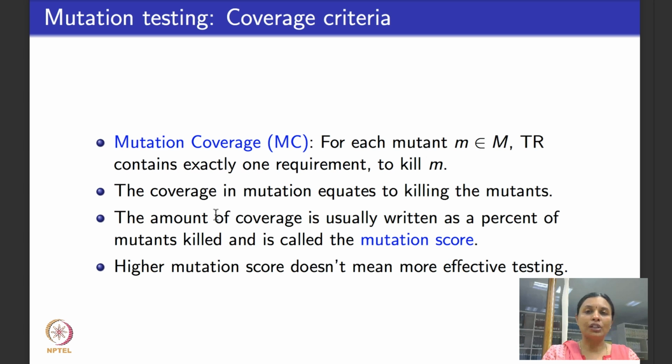The amount of coverage that you achieve in mutation testing is usually written as the percent of mutants killed. For example, suppose I have a small Java program and there are 15 different mutants that I can get from it. Which means I can make 15 different kinds of changes, one at a time, to get 15 different other Java programs. Let's say the test cases that I write are able to kill only 10 of these 15 different mutations that I have done.